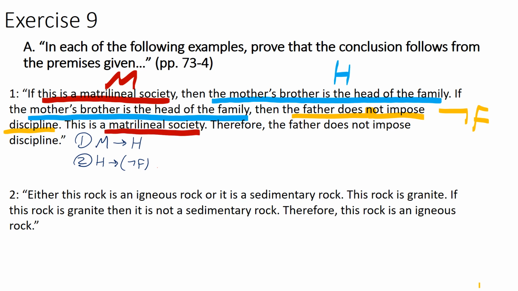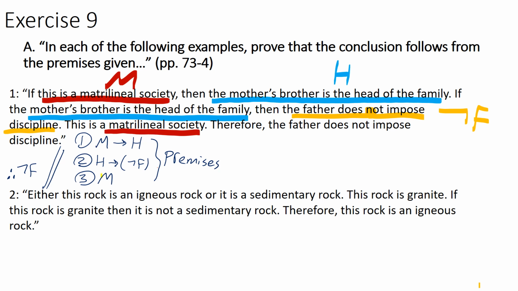This is a matrilineal society. Hence line 3 is just M. And these are our premises. And our conclusion is, therefore, the father does not impose discipline. So therefore not F.